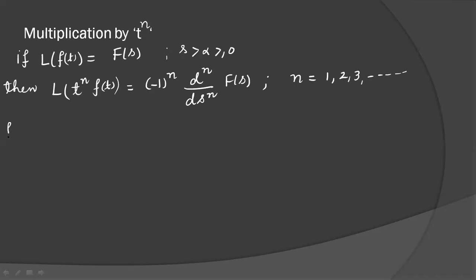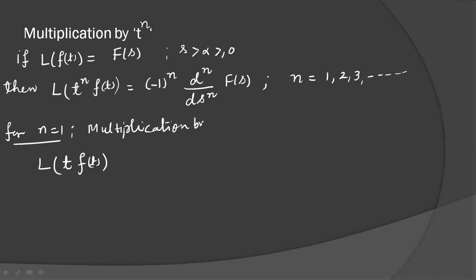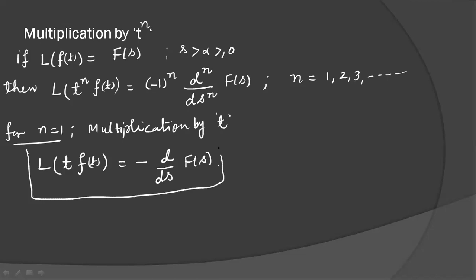Or particularly for n equal to 1, what will be the result? Laplace of t f(t) means multiplication by t. If you use n equal to 1, the property will be multiplication by t only. It will be minus d by ds of F(s), because (-1) to the power 1 is just minus 1. So this is also a very, very useful result.